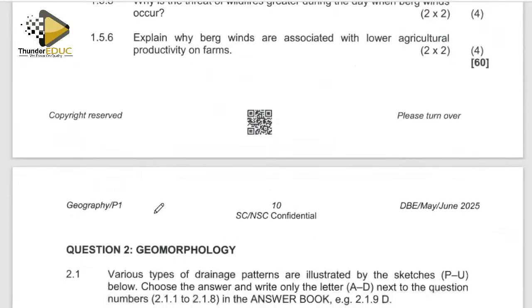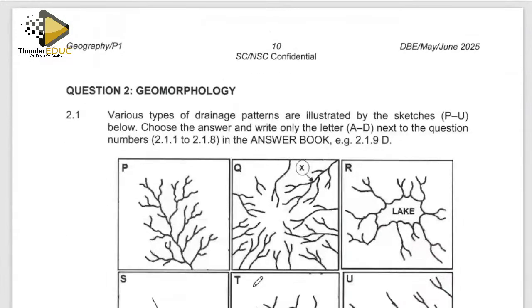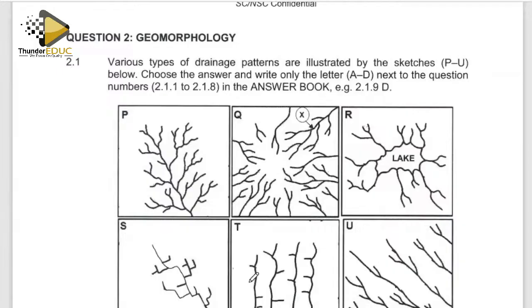We're moving on to question number 2, which is a question on geomorphology. Right. This question is based on drainage patterns. We have patterns P, Q, R, S, T, U. I'll just try to summarize the drainage patterns before we move on to the questions. This pattern, as you are seeing it, resembles a tree and its branches. This is called dendritic.